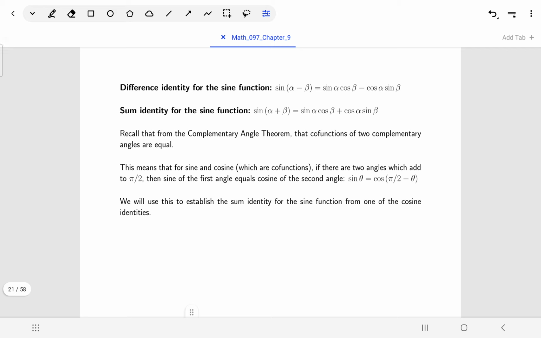If we're flashing back to chapter 7, the complementary angle theorem said that when you have two angles that are complementary, two angles that add up to 90, and you've got two cofunctions like sine and cosine, then they would be equal. So if we had one angle theta and another angle 90 minus theta, then sine and cosine of those angles would be equal. So the idea here is that we're going to rephrase our sine identity in terms of cosines, and then we'll be able to use the cosine identity that we already know.